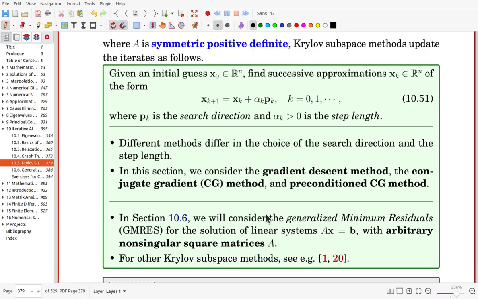In the next section, we'll study the generalized minimum residual method, GMRES, for the solution of linear systems Ax equals b with arbitrary non-singular square matrices.